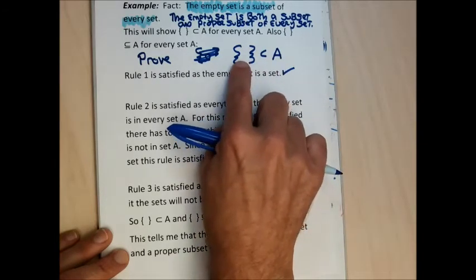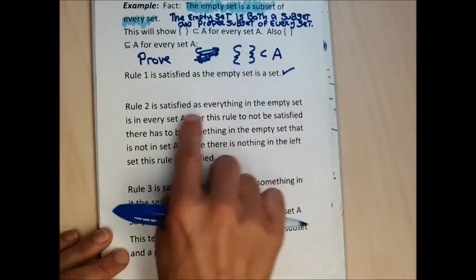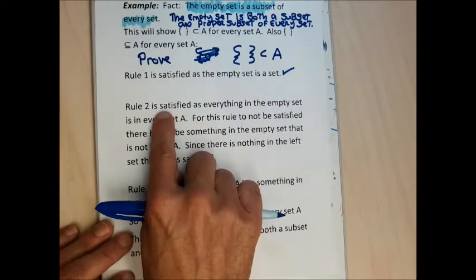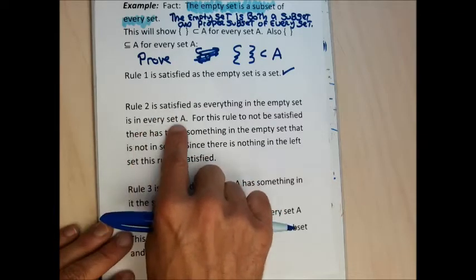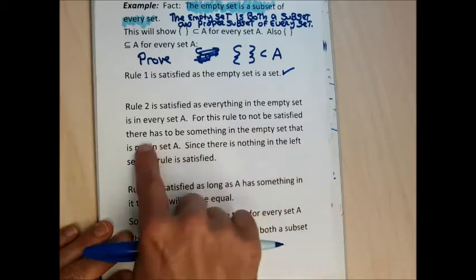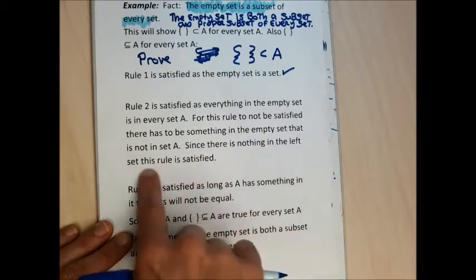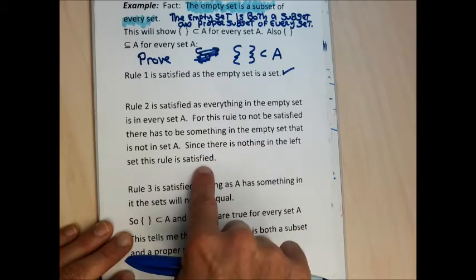There can't be an element in this set that isn't in that set because there are no elements in that set. So this little blurb here says, rule 2 is satisfied as everything in the empty set is in every set A. For this rule to be violated, there needs to be something in the empty set that's not in set A. Since there's nothing in the empty set, this rule is satisfied.